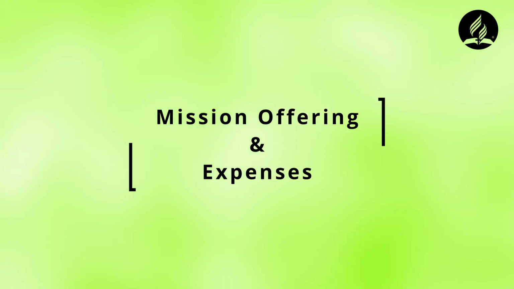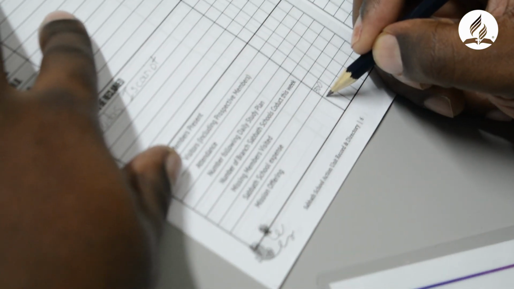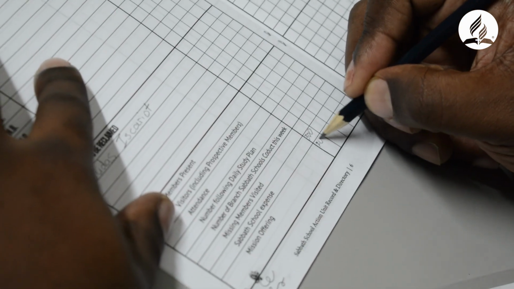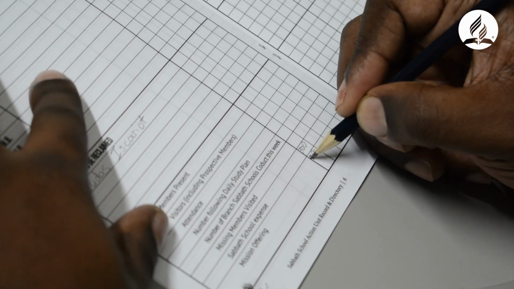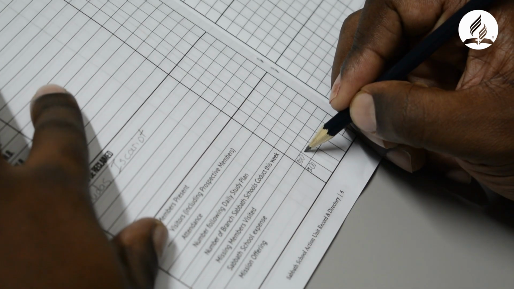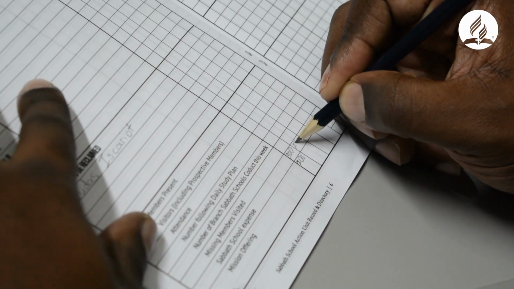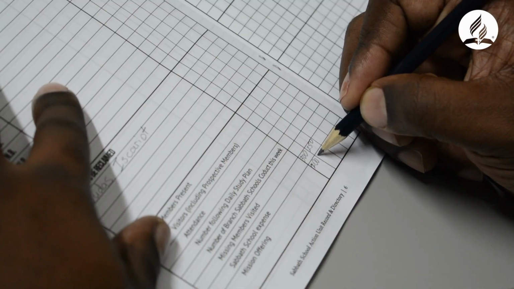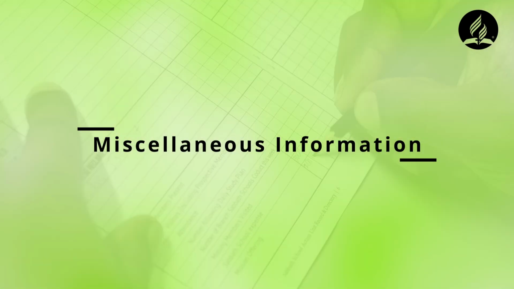Mission offering and expenses. Don't forget to record the weekly mission offering and Sabbath school expenses. This helps to ensure that contributions are tracked accurately, and it allows the class to work towards its offering goals. Always count the offering and report it to the class immediately. What gets monitored, brethren, gets done.